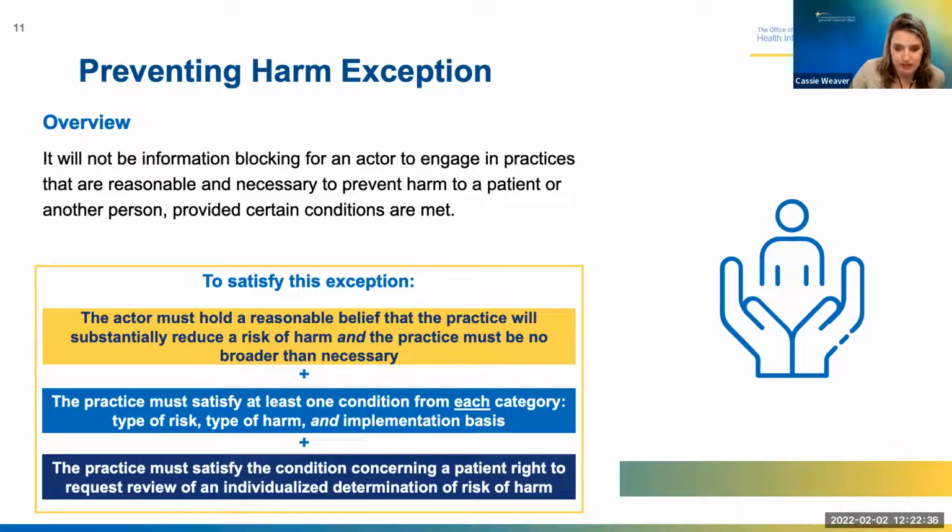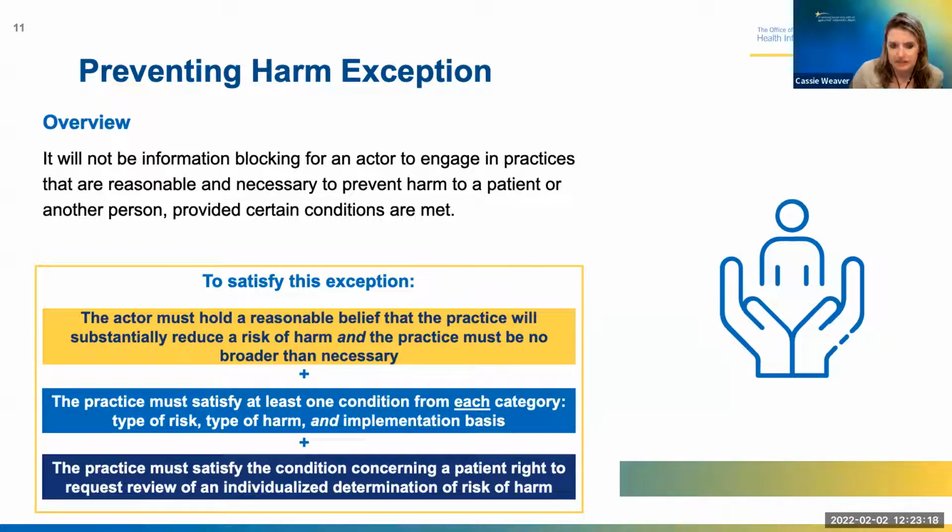Finally, the fourth condition, and right now I'm talking about this blue box right in the middle, and I'm discussing the type of harm categories. So the fourth condition and the type of harm that applies to it can be thought of as a bit of a catch-all. It applies to situations where the practice is likely to, or in fact does, interfere with some other legally permissible access, exchange, or use of EHI. In other words, it's not necessarily initiated by a patient or a patient's representative. In this case, the practice must substantially reduce a harm that is reasonably likely to endanger the life or physical safety of either the patient or of another person.